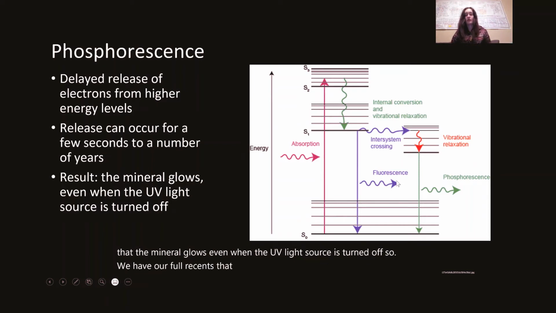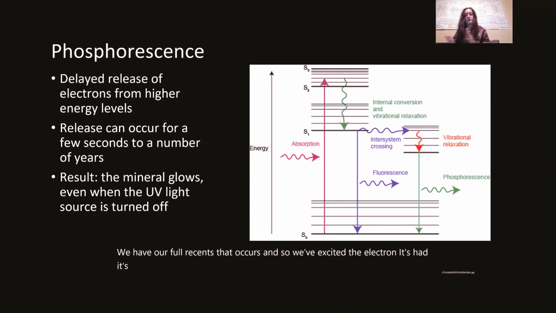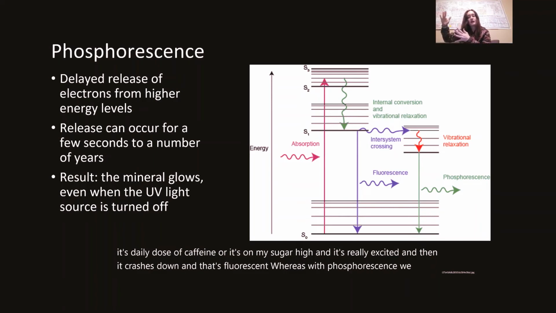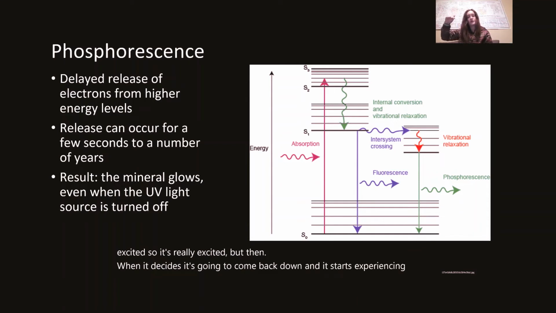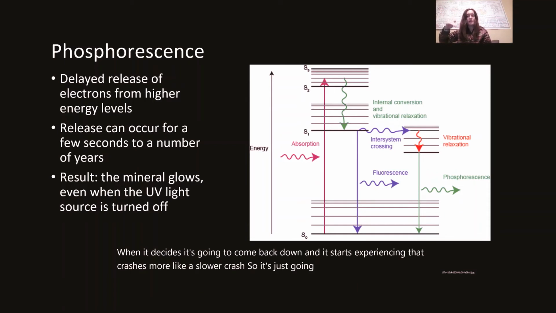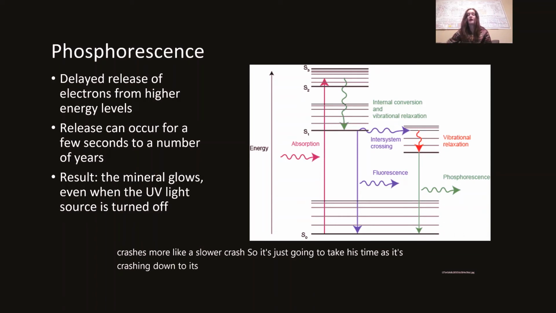We've excited the electron, it's had its daily dose of caffeine, or it's on a sugar high, and it's really excited, and then it crashes down, and that's fluorescence. Whereas with phosphorescence, we excite it, so it's really excited, but then when it decides it's going to come back down and starts experiencing that crash, it's more like a slower crash. It's just going to take its time as it's crashing down to its original orbital, and that delay in time of coming down is what is known as phosphorescence.